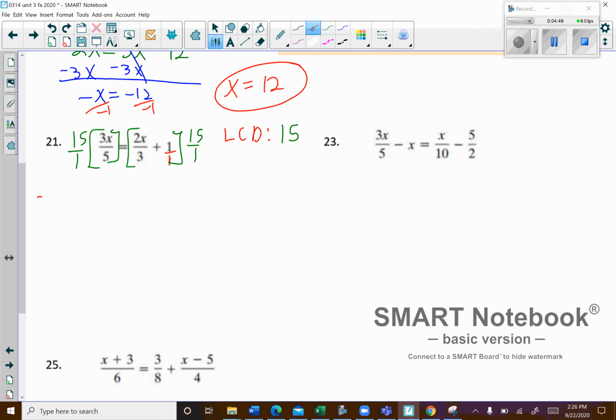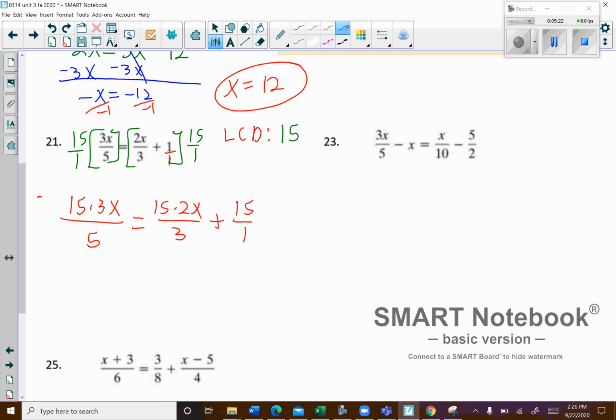15. Now, you can go ahead and do 15 times 3 if you really want to. I'm going to go ahead and leave it as 15 times 3x, and I'll deal with that in a minute because I want to simplify the 5 and the 15. I could multiply and get 45, and that's fine, but I kind of want to keep my number small if I can, okay? So same thing here, 15 times 2x, I'm just going to write that as 15 times 2x over 3, and then plus, well, 15 times 1, I'll go ahead and multiply that. I'll get 15 over 1 right there.